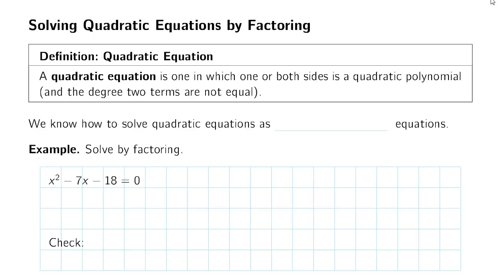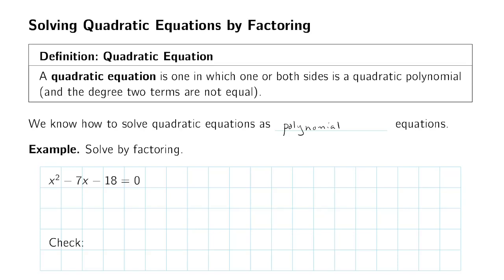In addition to discussing quadratic functions, we're going to want to discuss quadratic equations. That is, equations in which one or both sides are quadratic polynomials. And the degree 2 terms aren't the same, so if we collect the degree 2 terms on one side, they don't cancel out. And we know one method for solving equations like this. We can solve them as polynomial equations. And the technique that we have for solving polynomial equations is by factoring.